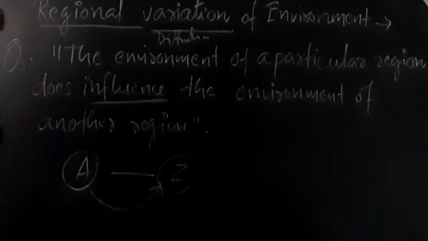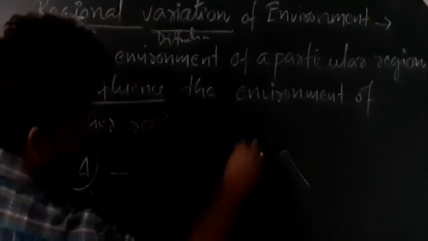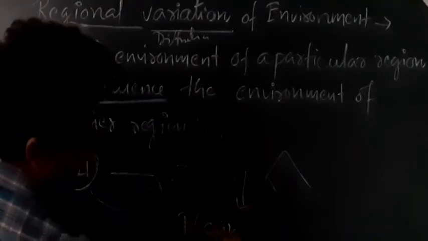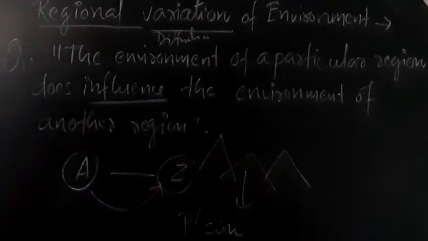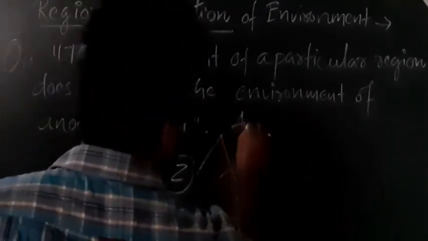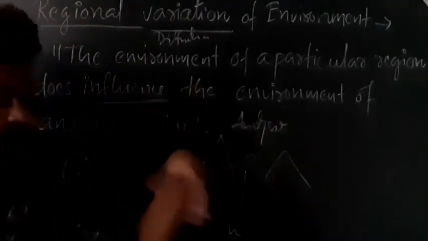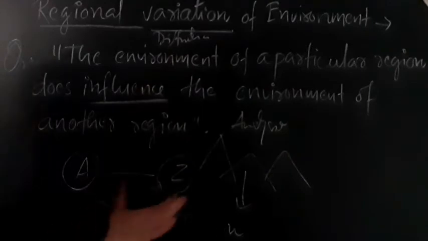That means what? Suppose this is the mountain area. That mountain area, what will happen? This environment will definitely influence any plain region, right? Any plain region, any other region. So the question will come like this: analyze the statement. Okay, analyze the statement. So it is a very common question. This question is in your textbook also. So suppose this is a mountain.